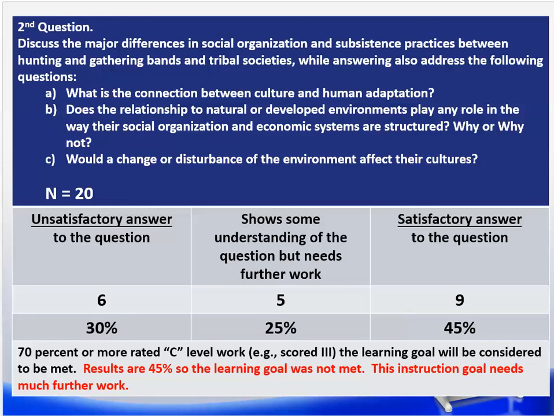Again, if we assume that we should aim for at least 70% to do C-level work in terms of giving a satisfactory answer, the learning goal would be considered met. Our results are 45%, so the learning goal was not met. This instruction goal needs much further work in our classes.